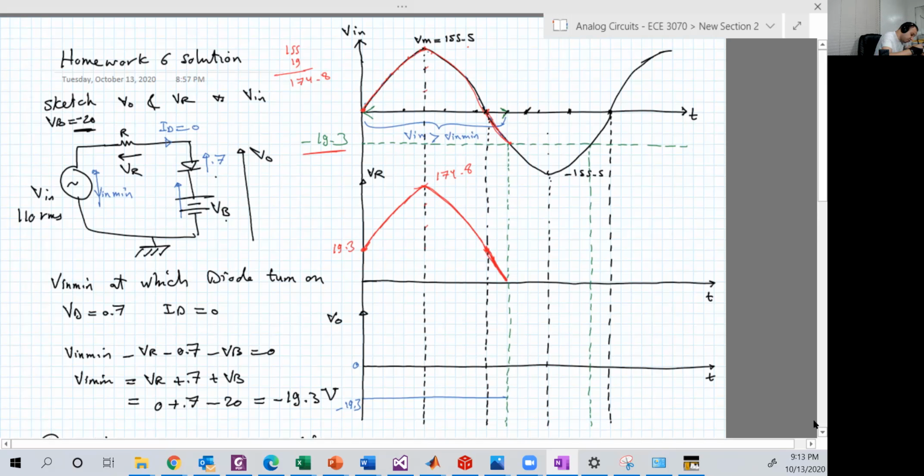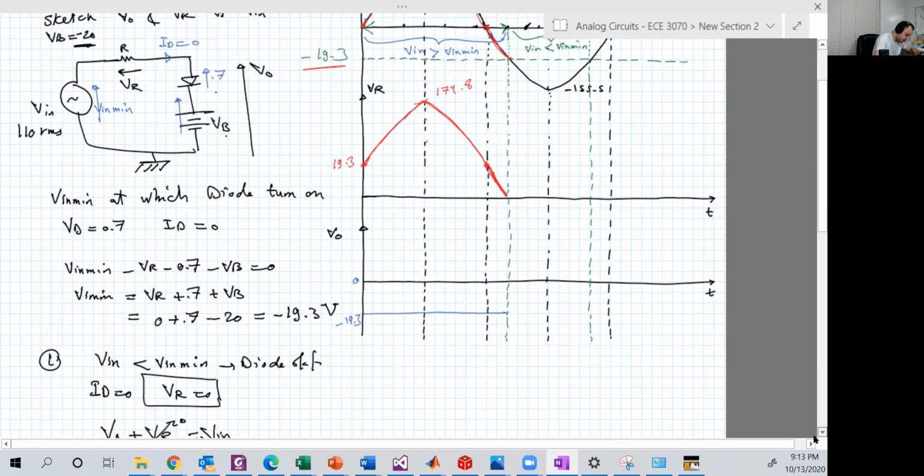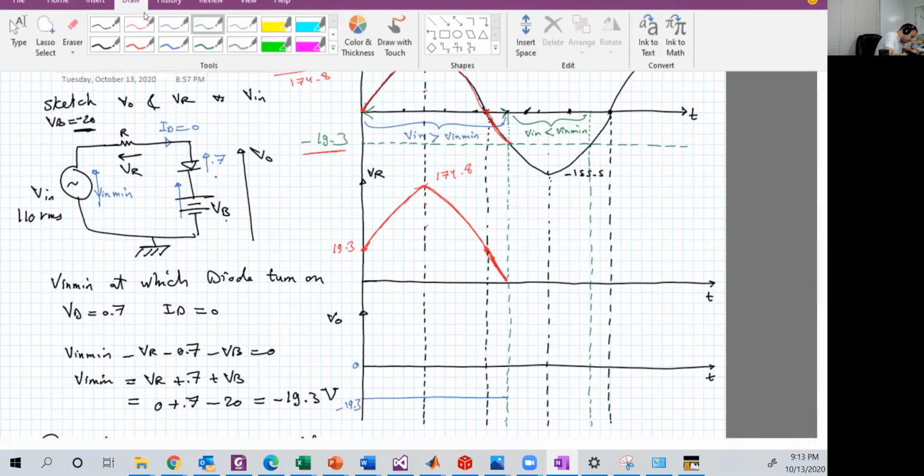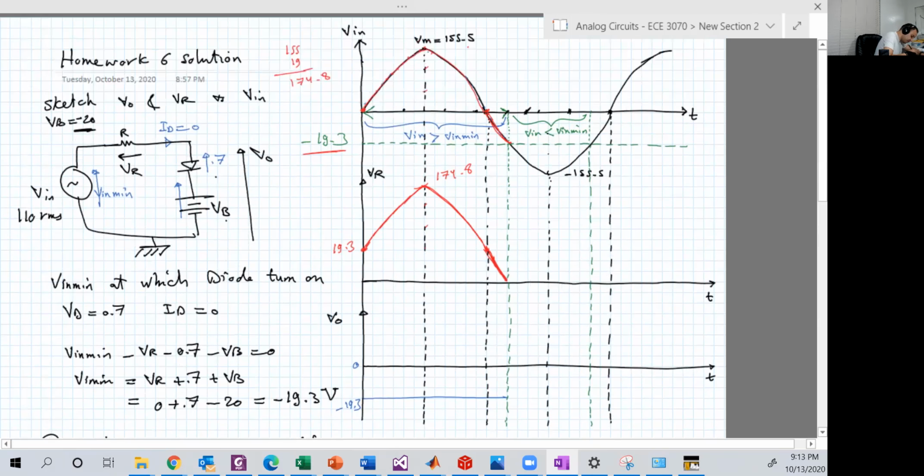Now let's draw or sketch the second region. Okay, so the second region actually is from here to here. So in that second region now, V input is less than V input minimum. So what's gonna happen? When V input is less than V input minimum, VR is 0. Good. So let's draw that with red. From here to here, V input is less than V input minimum, so 0.